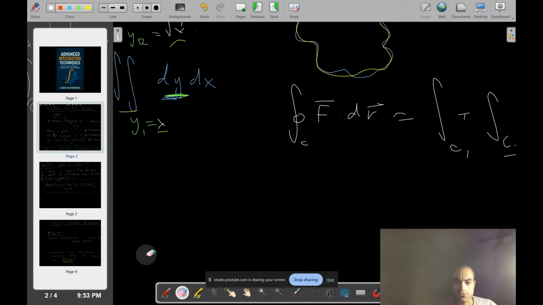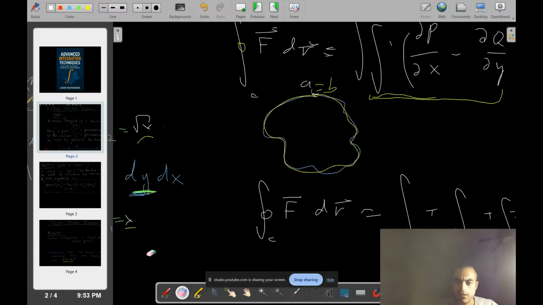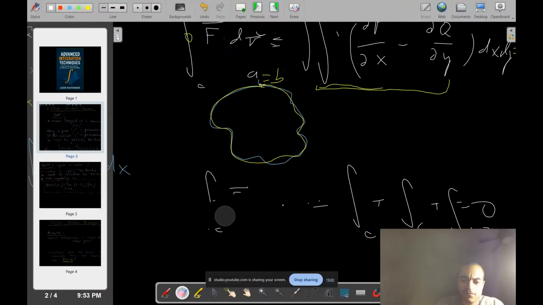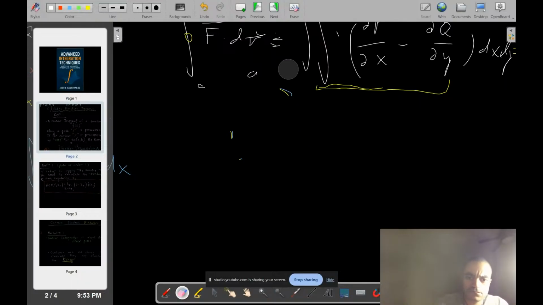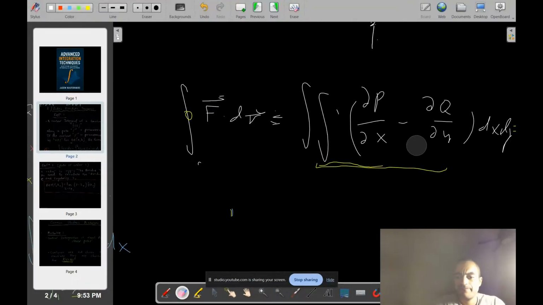Yeah, so you just want a regular region. Okay, so not a vector field. Okay, so let's move this over. Let me just make some room.